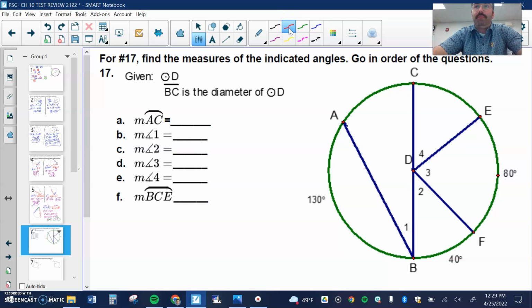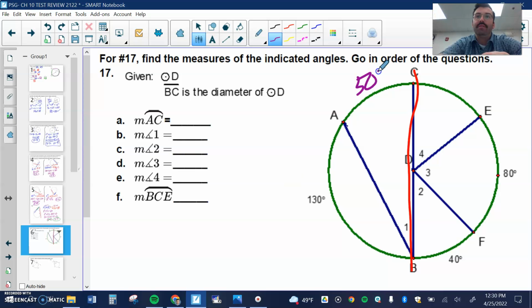This is just like one of the problems we did as a warm-up. Okay, it tells me that BC is the diameter, and we know diameters cut circles in half. So BC is the diameter, that I know that this half is 180 and this half is 100. Well, if that's true, then AC is going to be 180 minus 130, which is 50. And CE would be 180 minus 80 minus 40, 60.